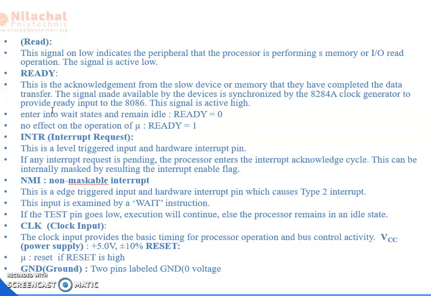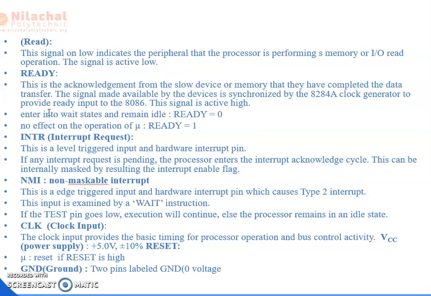If the READY signal equals 0, the processor enters a wait state and remains idle. If the READY signal is 1, there is no effect on the operation of the microprocessor. So INTR, that is interrupt request. This is a level triggered input and hardware interrupt pin. If any interrupt request is pending, the processor enters the interrupt acknowledge cycle. This can be internally masked by resetting the interrupt enable flag.